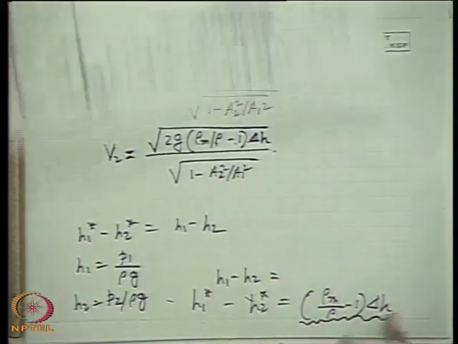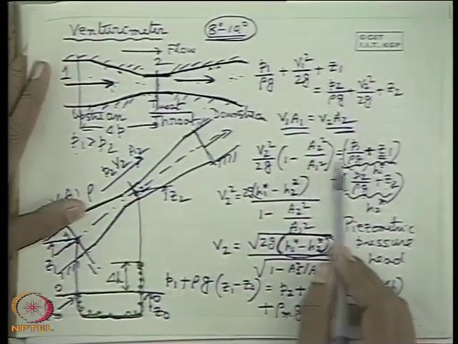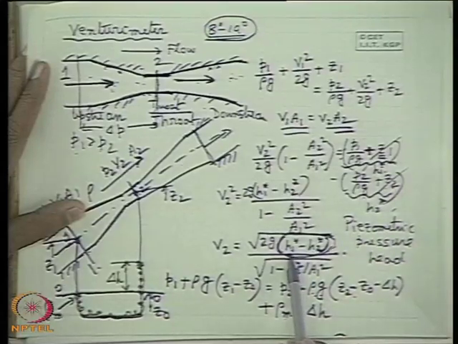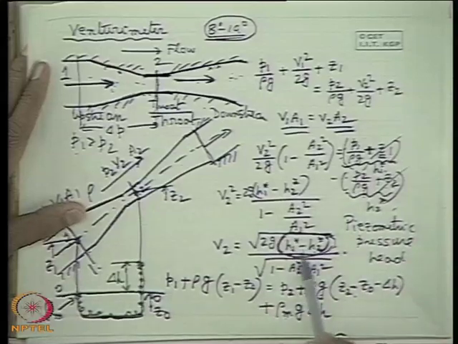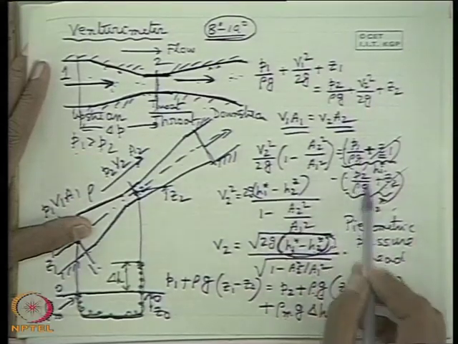This is a very important point. If you write the equation in terms of P and Z1, then it is very important whether Z1, Z2 will be cancelled or not. If you write here H1 star, H2 star as P1 by rho g plus Z1, P2 by rho g plus Z2, then in that case H1 star minus H2 star is not always P1 by rho g minus P2 by rho g.